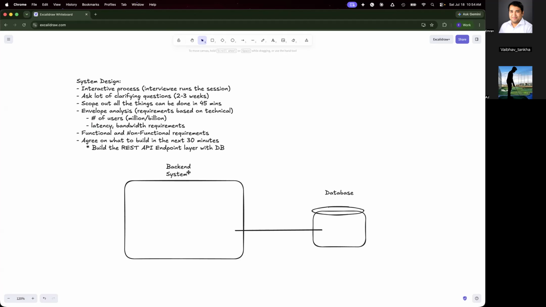Okay, so now I've decided that I need to build a backend system with a database. They want me to build the REST API endpoints. If I want to build the REST API endpoints, most likely I will have some sort of REST API endpoint, and you might say, these are the things I need.